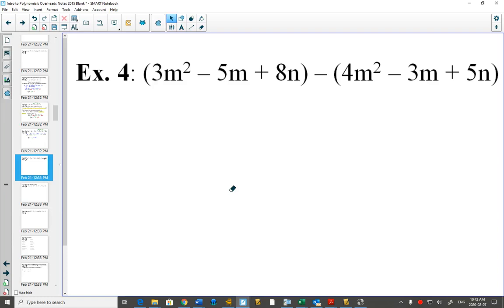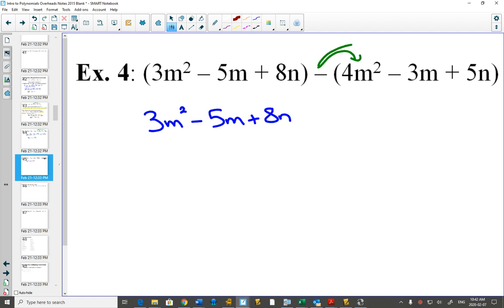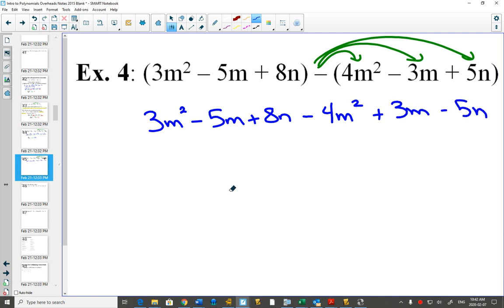We can rewrite the first one without the brackets. 3m squared minus 5m plus 8n. Then this negative is going to change all of these ones. So it's going to be negative 4m squared. Then this will be plus 3m, and then it'll be subtract 5n.